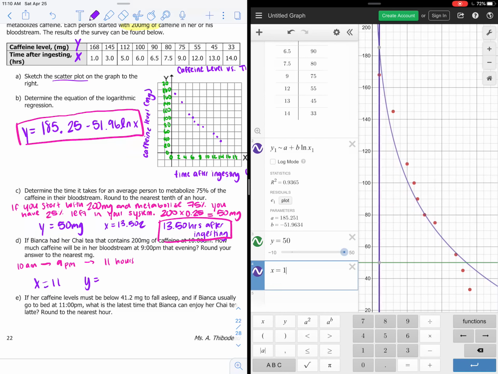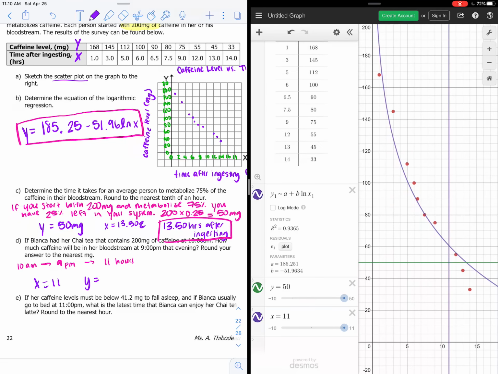So we go x is equal to 11, and we get 60.648 milligrams. But the question asks us to round to the nearest milligram, so that would be 61 milligrams in her bloodstream.